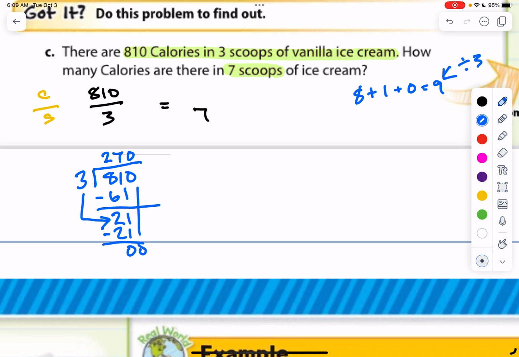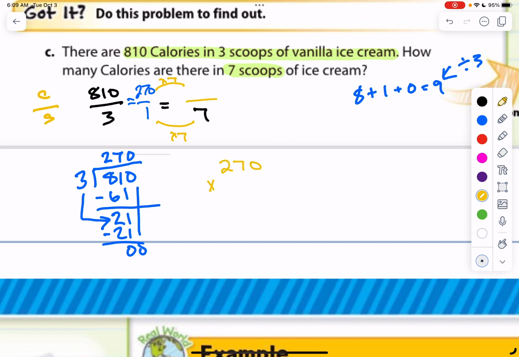Is that useful information? Yes, because what do I know now? I now know the unit price. So the unit price is 1 scoop of ice cream has 270 calories in it. Can I now figure out how many calories in 7 scoops? I can, because I know that 1 times 7 is 7. I only need to multiply the numerator by 7 to figure out the calories. So let's do that.